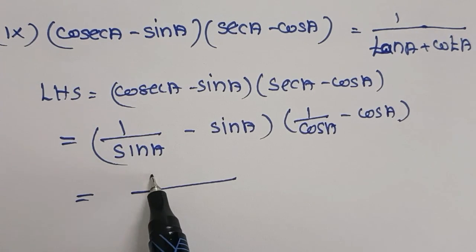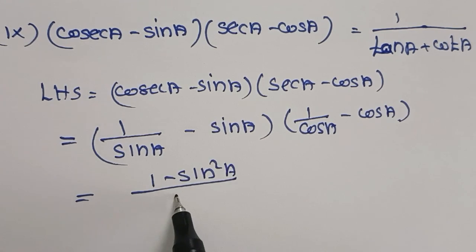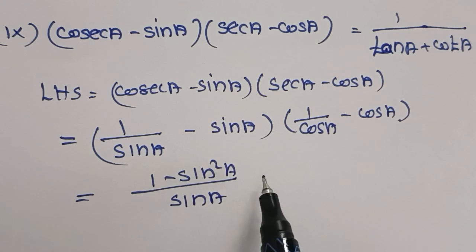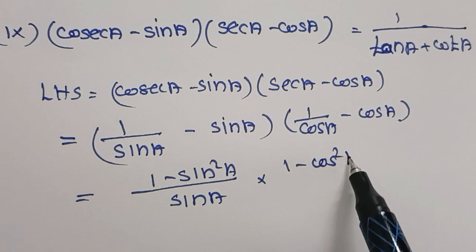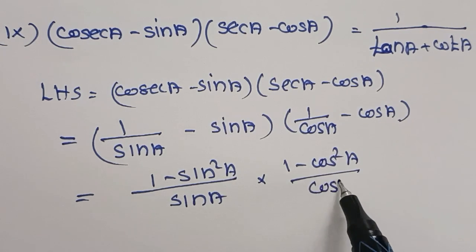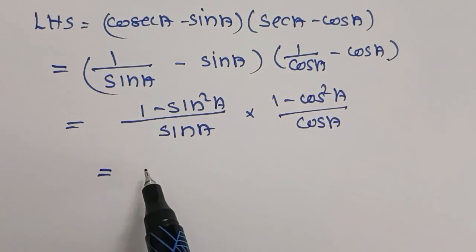First one will become 1 minus sin square A. First numerator 1 minus sin square A by denominator sin A, into second, 1 minus cos square A by cos A. Now we know that 1 minus sin square A equal to cos square A.